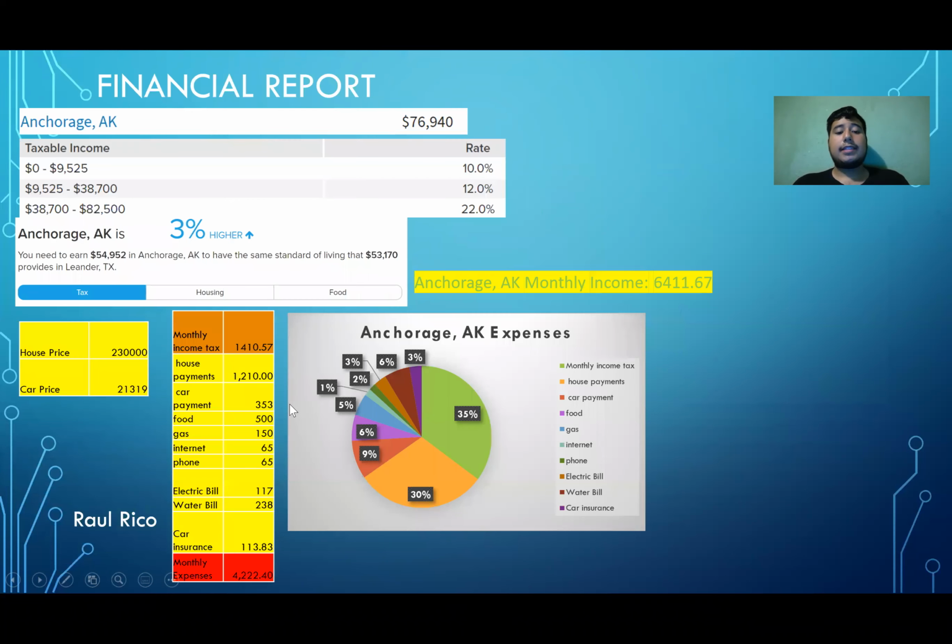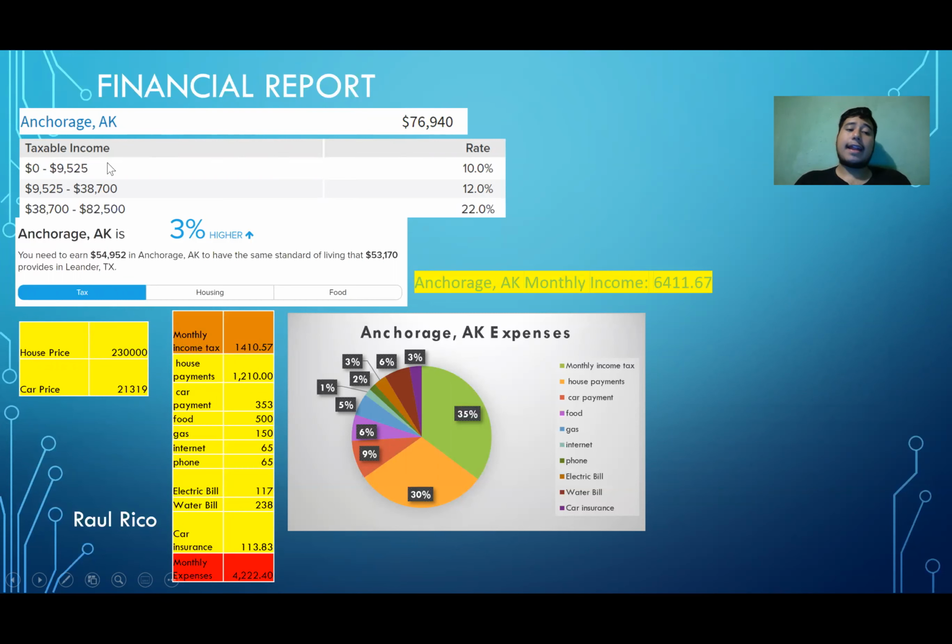For the second scenario, I did the same thing, but this time I had to do a state with income tax because in my previous scenario, I did Texas. I didn't really move out of state, but this time I chose Anchorage, which has income tax. So the first thing I did was find my cost of living, which is 3% higher, and then I had to find my new income.